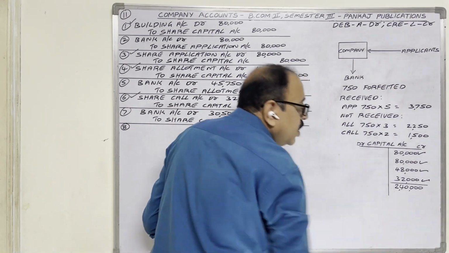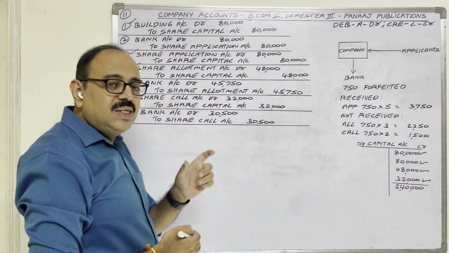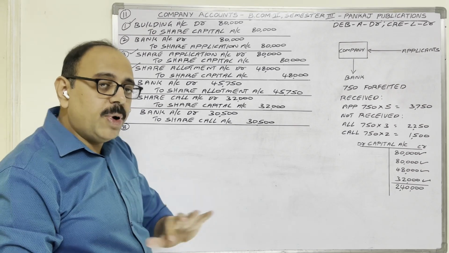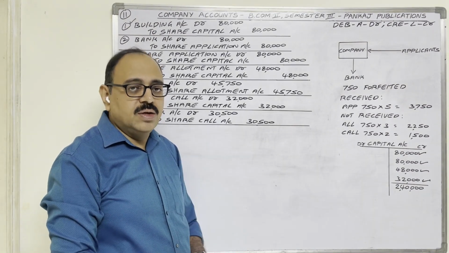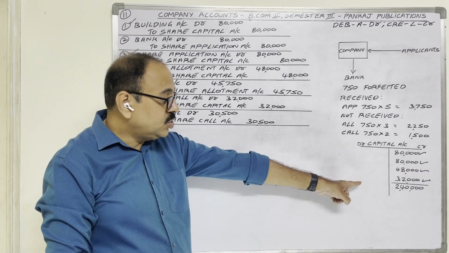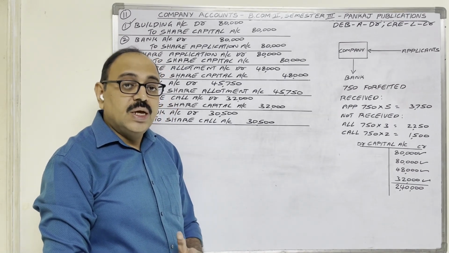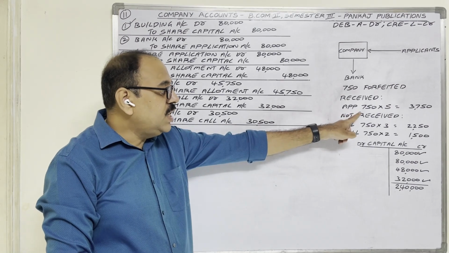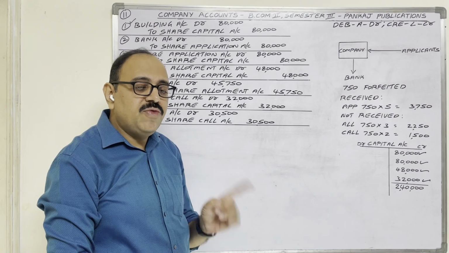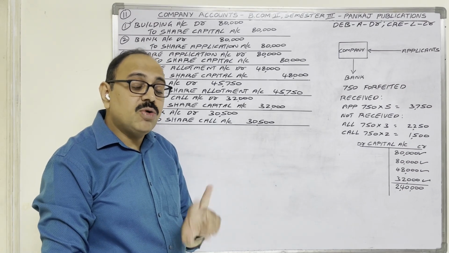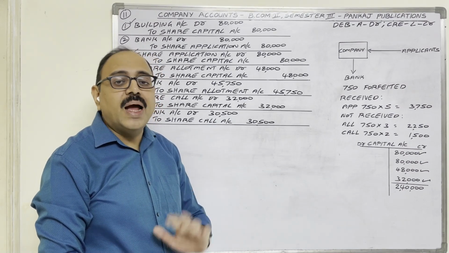Total 2,40,000. In this, 16,000 shares are issued to public, 8,000 shares are issued to the seller of building. So total share capital is 2,40,000 rupees. In this, 750 shares at the rate of 10 rupees each forfeited now. Means 750 into 10 rupees, 7,500. Capital we have to cancel now.